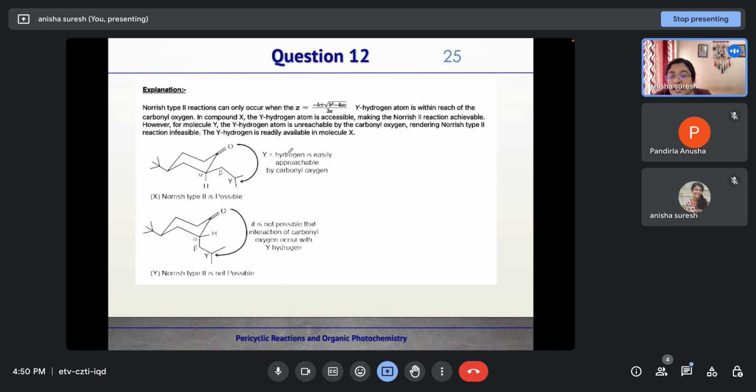It depends upon this. Here the hydrogen is easily approachable to the carbonyl oxygen. In case of X, since the hydrogen is easily approachable by the carbonyl oxygen, Norrish type 2 is possible. But in this case, the hydrogen is not approachable by the carbonyl oxygen. Because of that, Norrish type 2 is not possible. Hence, Norrish type 1 will take place here. So the correct answer is option 2. Is this clear?